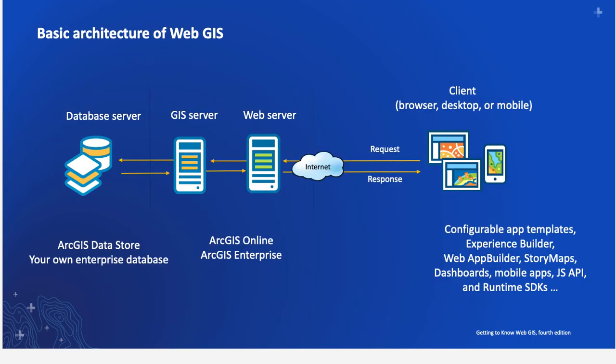So this is the basic architecture of WebGIS. We have a database server, which leads to our GIS server and web server, and then our internet and the client section. So a user can get this data by using a web browser, a desktop, or a mobile device. And configurable app templates that are available are Experience Builder, Web App Builder, Story Maps, Dashboards, mobile apps, and so on and so forth.